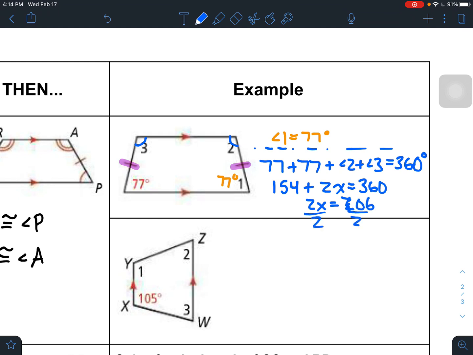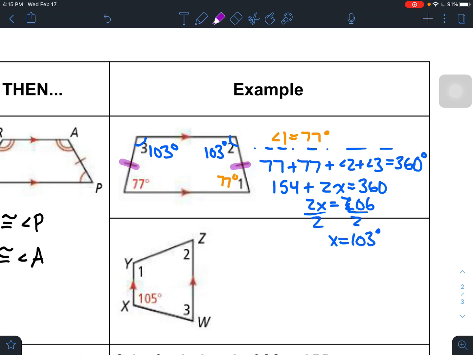And divide by 2, you would get x equals 103, or in this case, each of these angles is 103 degrees. But notice something, right? If those angles actually are 103 degrees, notice how it compares to those bottom base angles. If you were to add 103 degrees and 77 degrees, they would equal 180 degrees.